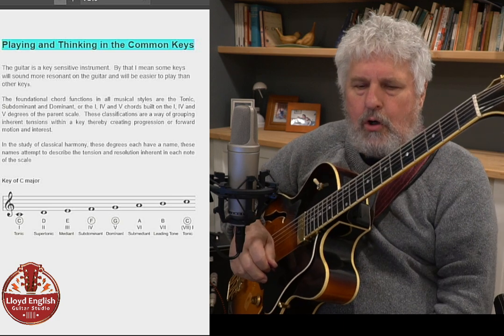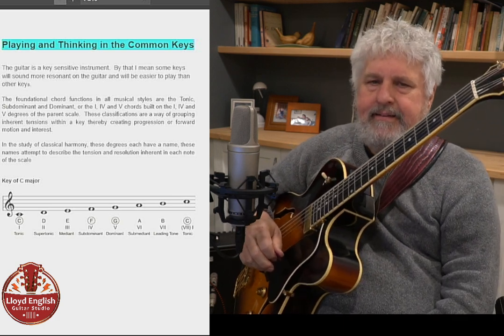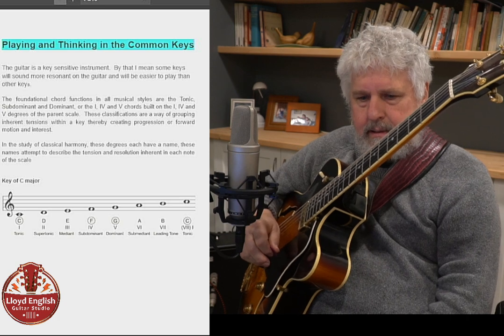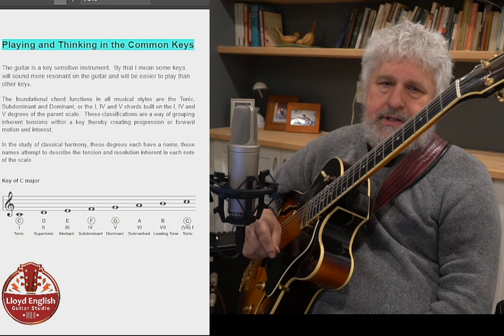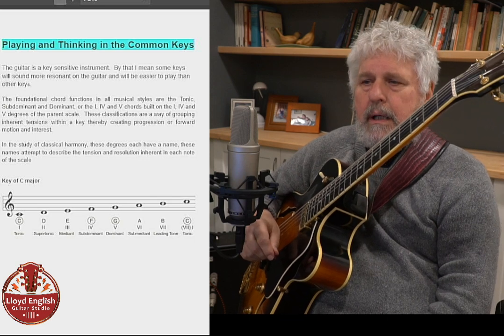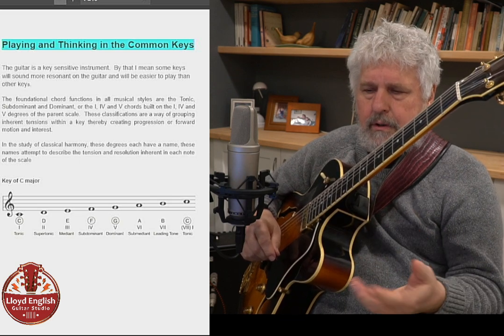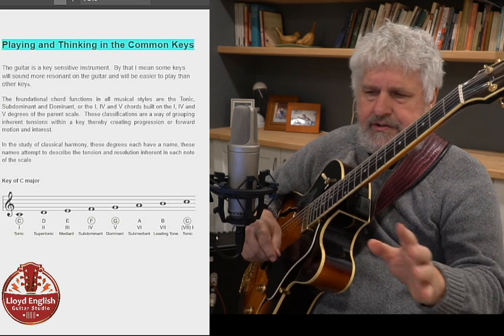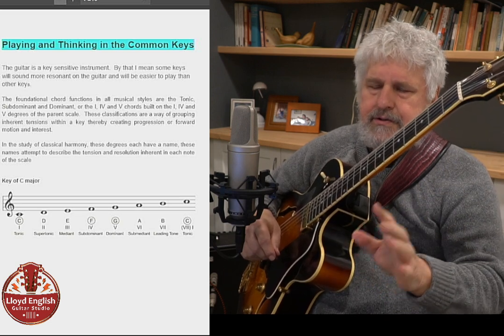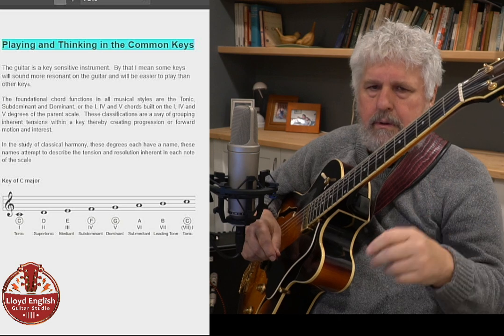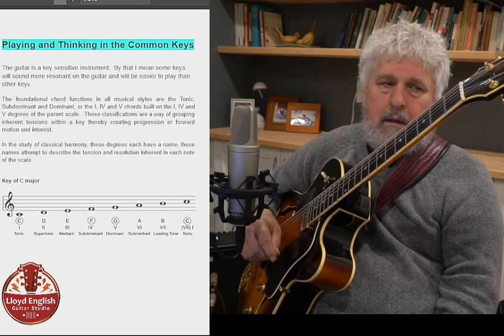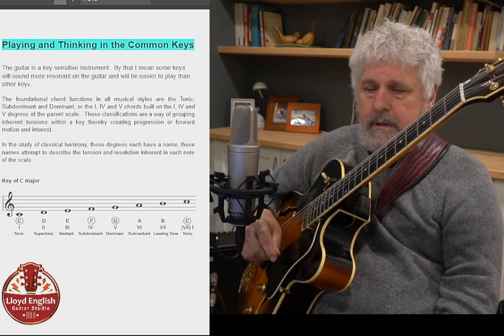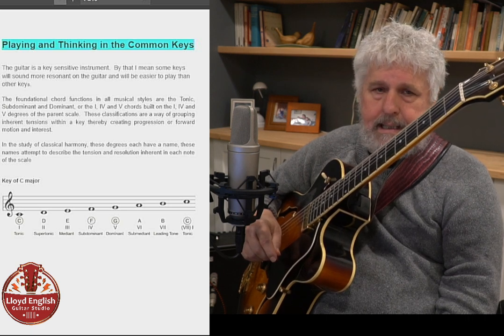All right, I'm going to call this one Playing and Thinking in the Common Keys. And the common keys are C, A, G, E, and D. Makes it easy to remember. And those are the common keys. I know you've heard about the CAGED system before, but that's not what this is about. Those just happen to also be the most common open keys on the guitar.